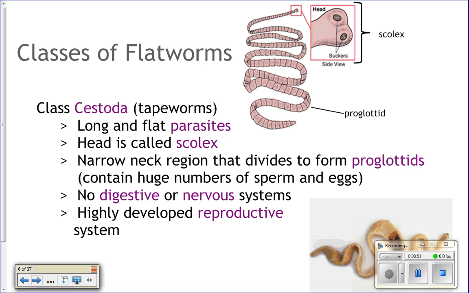They don't have a digestive or nervous system, so these guys simply attach to the intestinal wall of their host, and then they soak up nutrients. So your stomach does all the digesting. Your intestines are where you actually absorb nutrients. These guys just steal your nutrients, okay? And you're not really going to know that they're there unless you get so many of them that they actually start causing you to be malnourished.